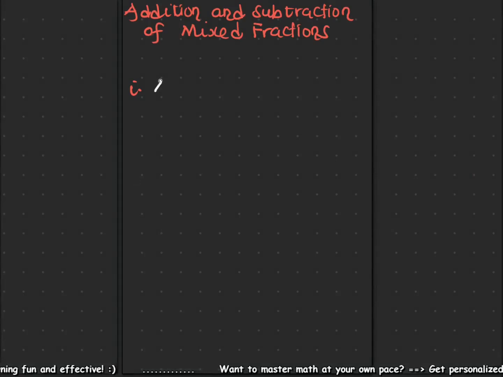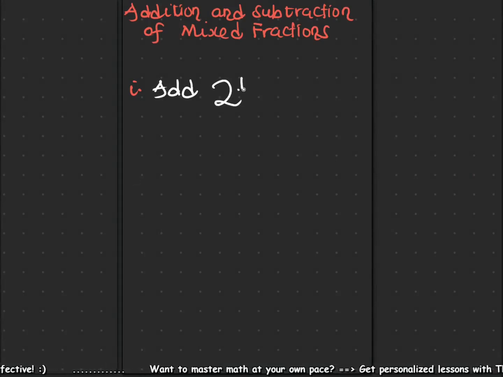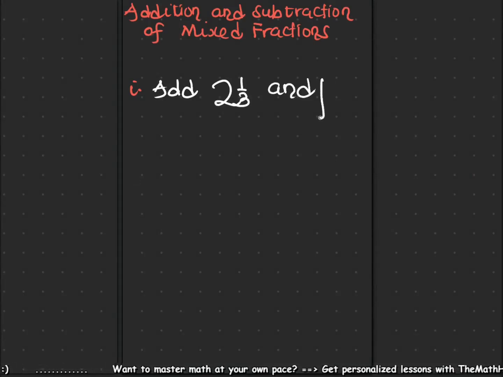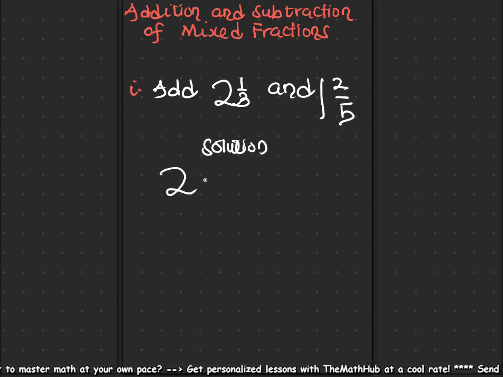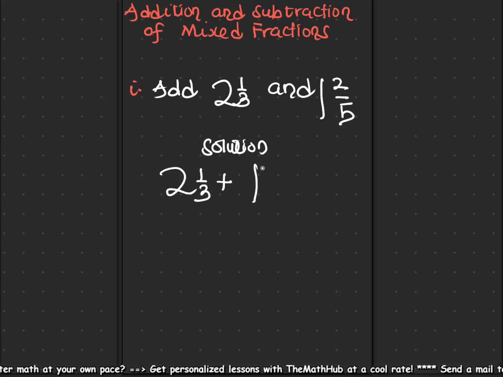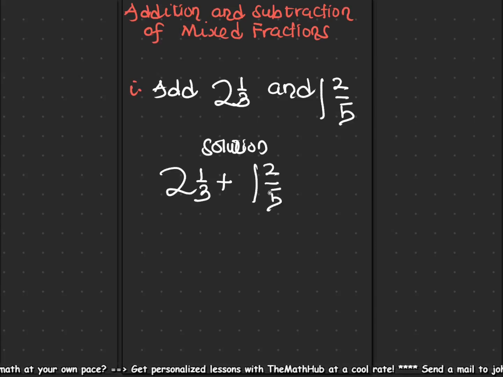This says we have to add 2 whole number 1 over 3 and 1 whole number 2 over 5. We have to add these two fractions. So how do we go about it? Our solution. So we have 2 whole number 1 over 3 plus 1 whole number 2 over 5. So we first of all change it into improper fractions. And how did we say we do that?